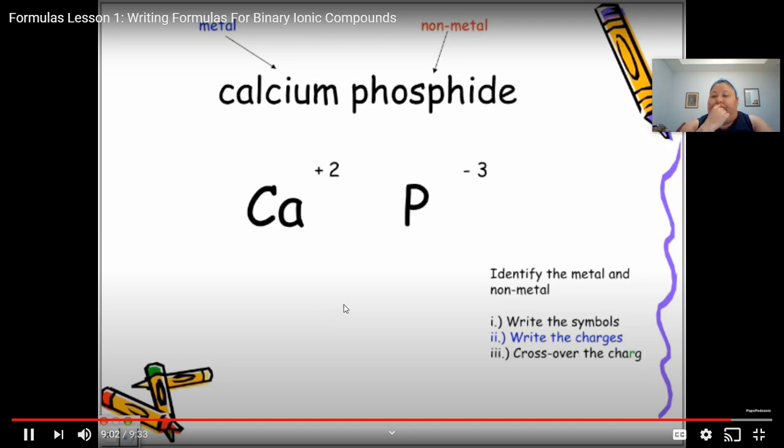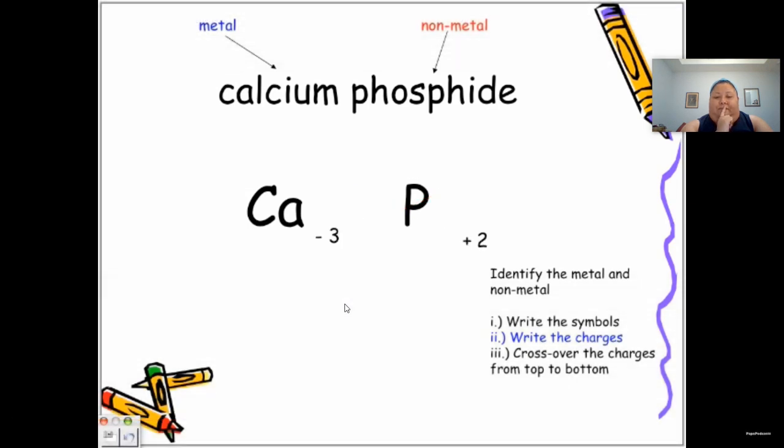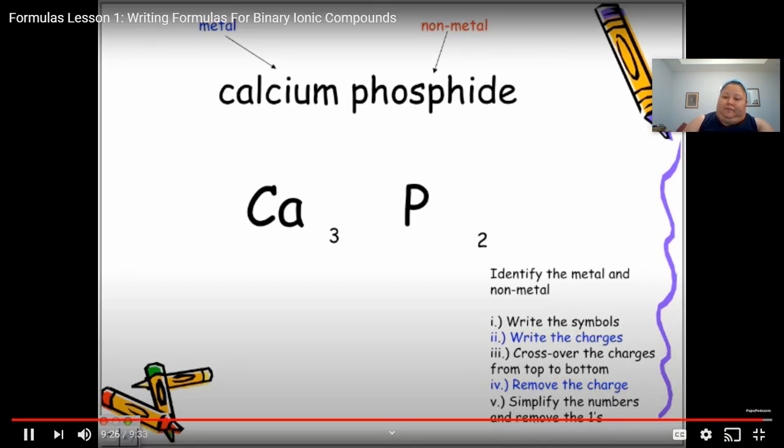Step 3, we're going to cross over the charges from top to bottom. Watch how they move. Okay, step number 4, we're going to remove the charges. So say bye-bye to the charges. And finally, the last step says simplify the numbers, remove the ones. 3 to 2 is already in lowest terms. We cannot reduce it. Are there any ones? There are no ones, so we cannot remove any ones. So the formula is, as is, Ca3P2.